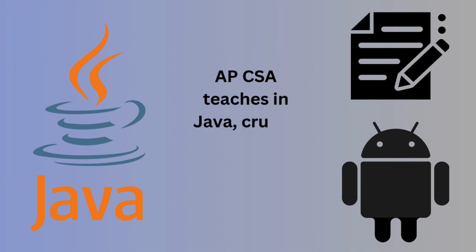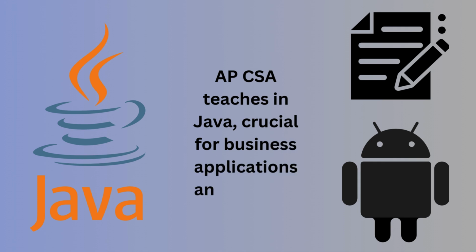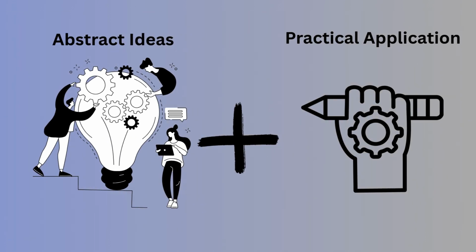Right. And they use Java to do all this. That's right. Now, Java's been around for a while, so is it still a big deal in software development? Oh, absolutely. Java's still huge, especially for large business applications and anything Android. So you're not learning some outdated language. Definitely not. It's a great foundation even for learning other languages later on.